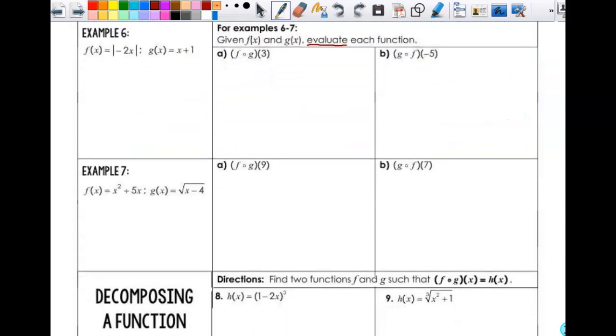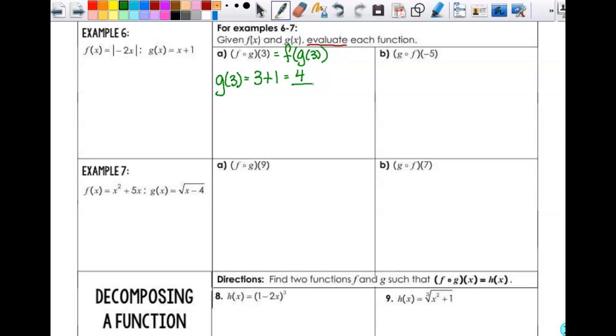So if I want f of g of 3, and I'll say again, I really think it helps to rewrite it like this, f of g of 3. So I am not substituting 3 into f. I'm substituting whatever the value of g of 3 is. So I want to find that first. So work from the inside out. So I'm going to find g of 3. That means I take 3 and substitute it in here. So that's 3 plus 1, which is 4.